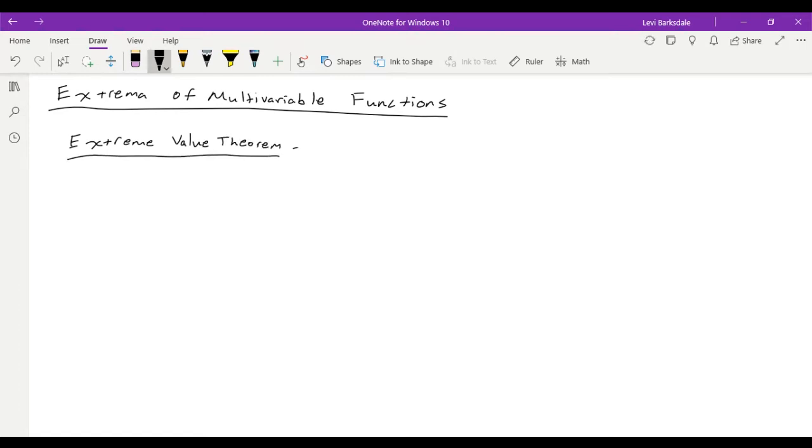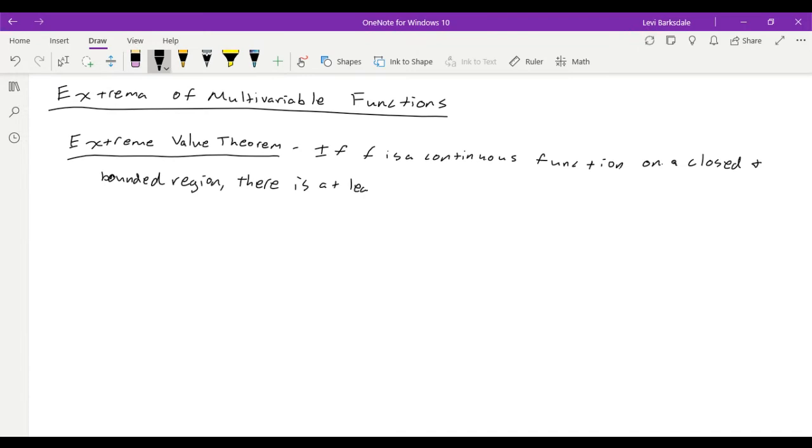And the extreme value theorem, we'll give the very mathy definition first, and it says if f is a continuous function on a closed and bounded interval, bounded region, then there is at least one max and one min. It doesn't say that there is exactly one, but at least one.